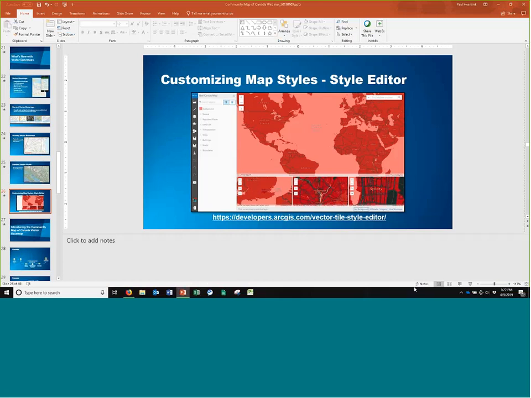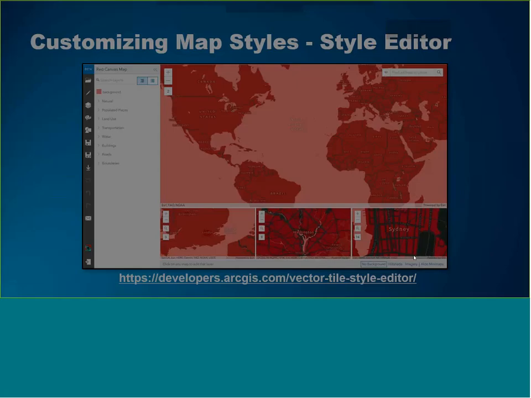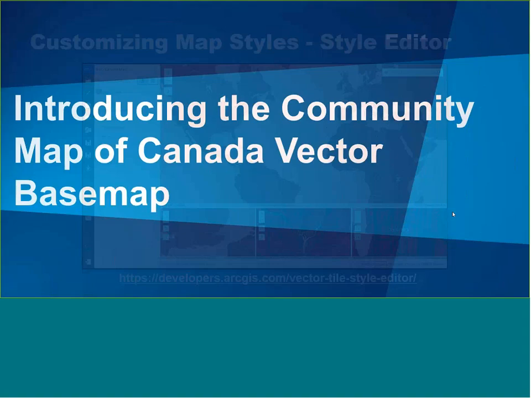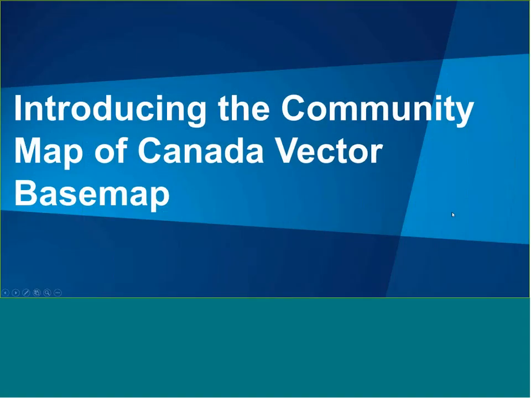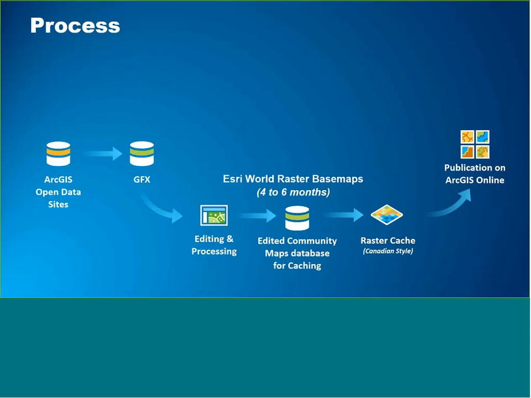So just back to our PowerPoint here. As was alluded to before by both John and Barry, we're happy to announce that we've got a new product available for your use, the Community Map of Canada Vector Basemap. Just to give you a little bit of background, up until now, we basically have been working solely on the raster base map that is hosted as part of the World Raster Base Maps by Esri and published on ArcGIS Online.